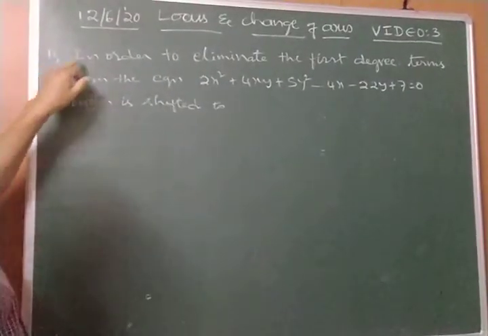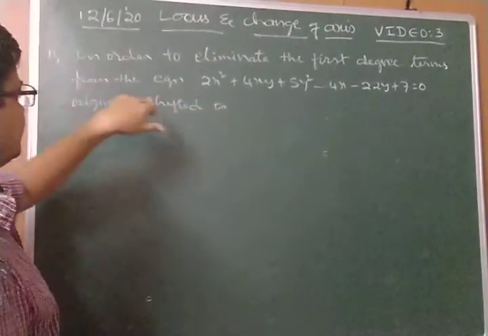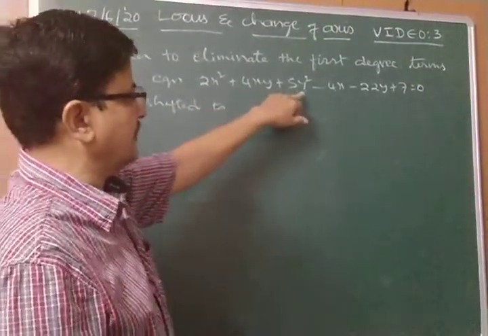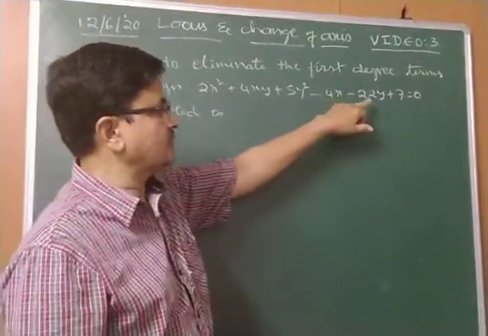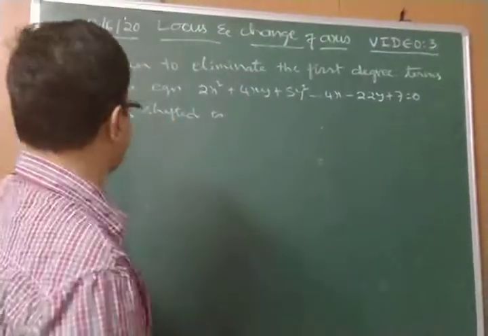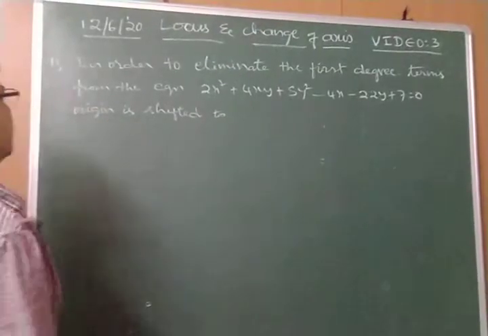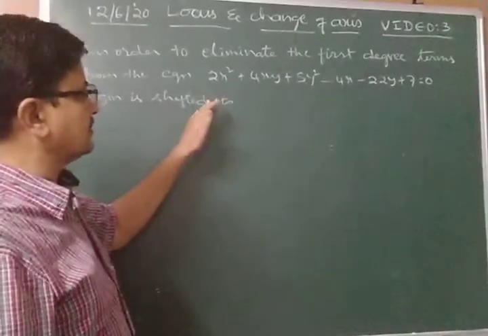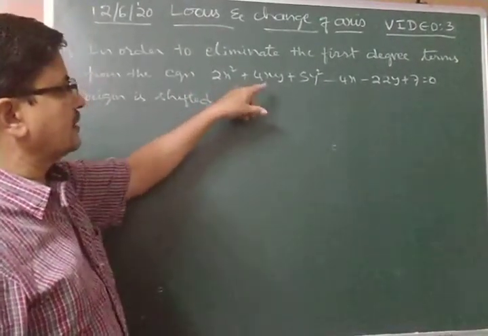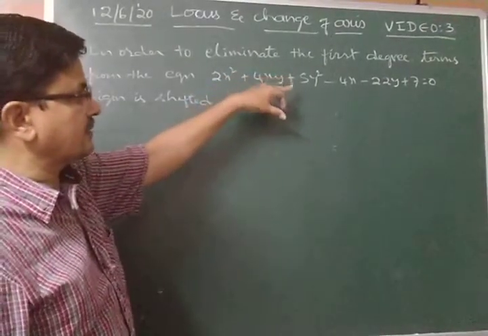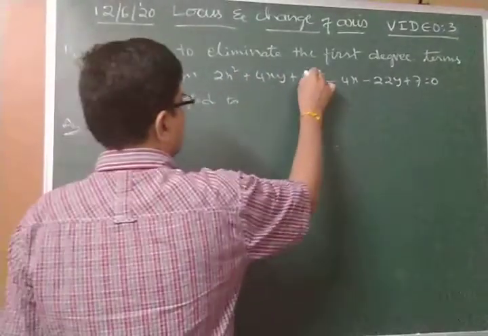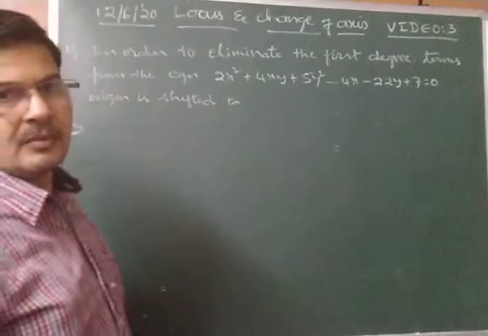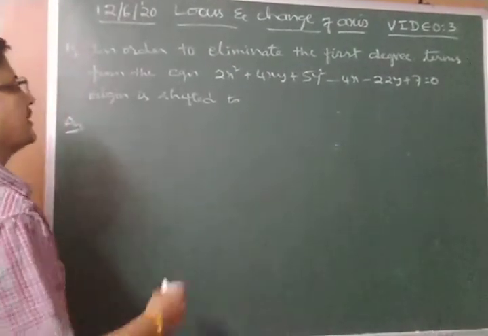Question number 11. In order to eliminate the first degree terms from the equation 2x square plus 4xy plus 5y square minus 4x minus 22y plus 7 is equal to 0, the origin is shifted to, that means, another point. For what point is the origin shifted? For eliminating the first degree terms, meaning the x term and y term are eliminated from this equation by shifting the origin to another point.